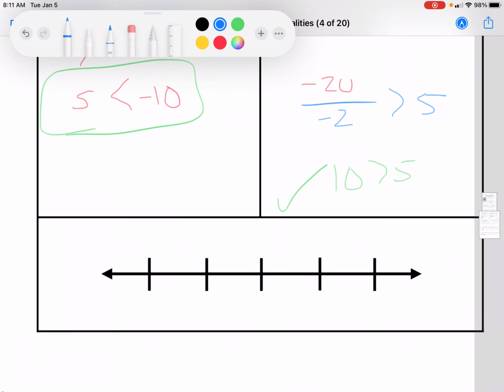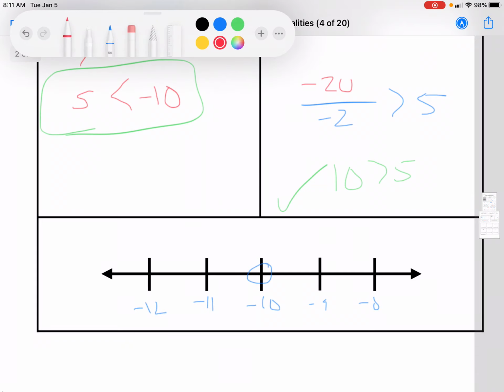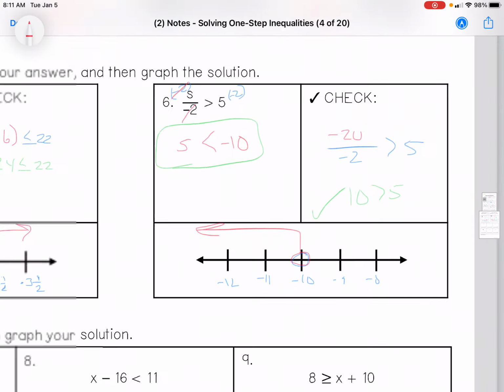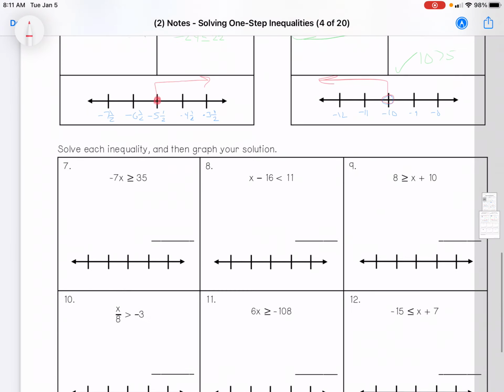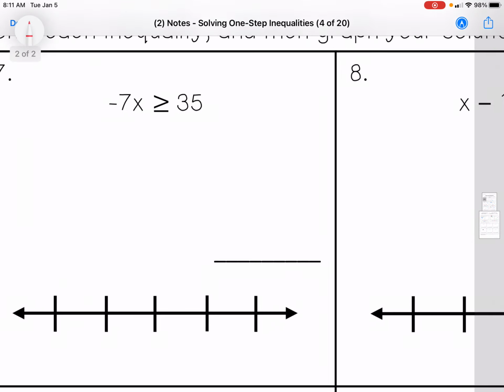Is there an equal sign under there? Nope. So it's an open dot on -10. I didn't put my numbers, my bad. There we go. All right, it's an open dot. Like I said, it is less than, goes to the left. All right, 7, 8, 9, 10, 11, 12. Here we go.